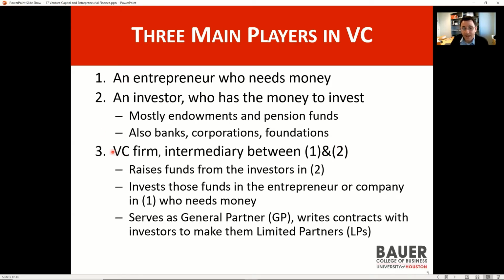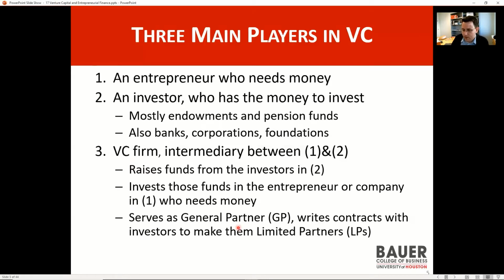Venture capital is the intermediary between one and two. Okay. The investors have the money, the entrepreneurs need the money. The investors give money to the VC firms. Basically, they own a stake in the VC firm, and then the VC will take that money and buy stakes in the entrepreneur. Okay, so they're in the middle. They're intermediating this big pot of money on one side to the founders and the projects on the other side.